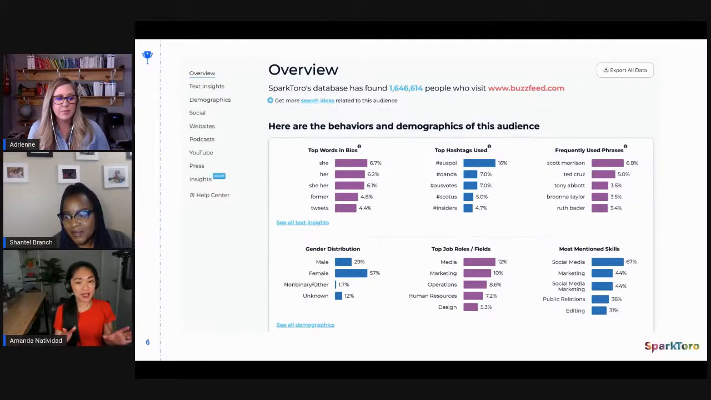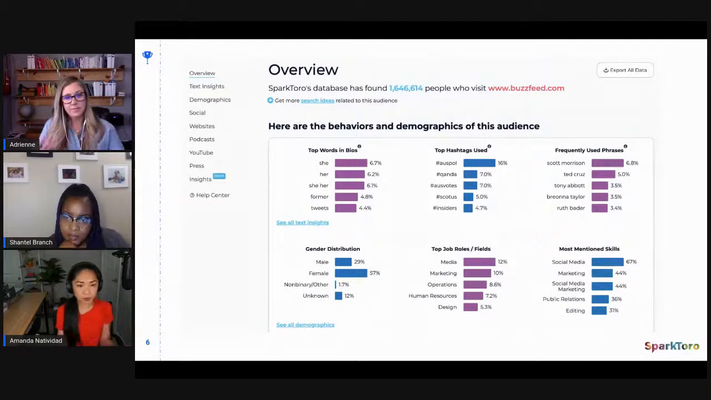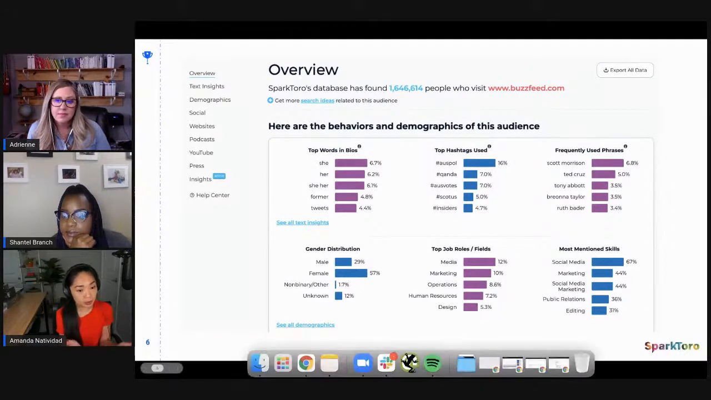Cool. So in this slide here, what we did was we ran a SparkToro search just to give you a peek of what to expect if you were to use SparkToro for audience research. Just for the purposes of today, I did a search for people who visit BuzzFeed.com. We know that it tends to skew women.